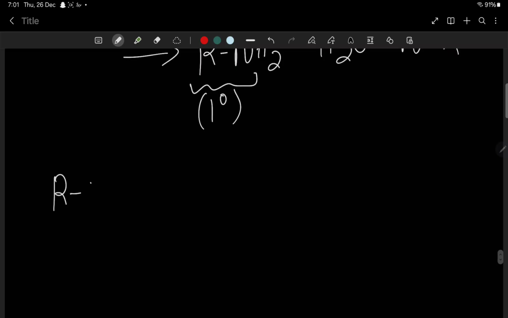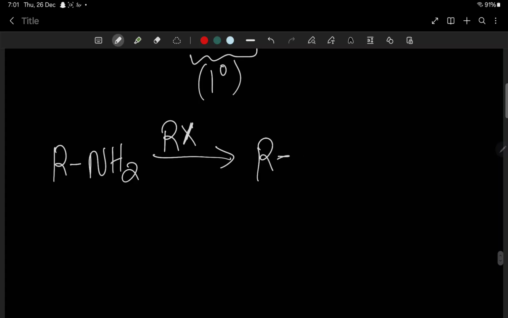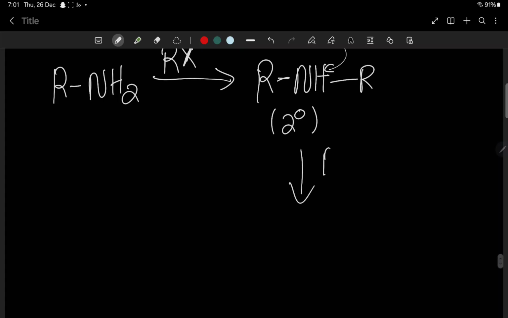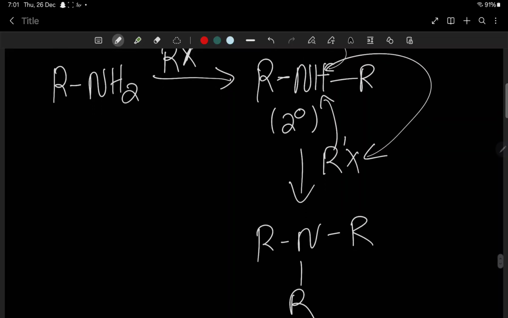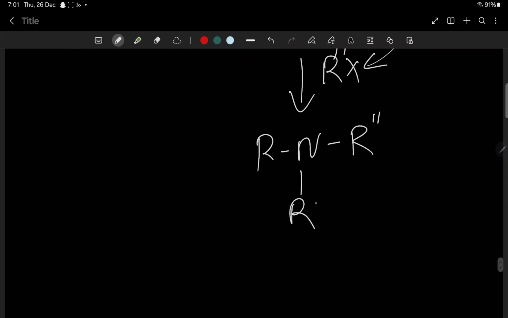Now I am going to take this primary amine, and once again I am going to add RX. So what happens here? One hydrogen will get removed, and we get RNH, and this R will go and join here, and we get a secondary amine. Now if we add one more RX, one more R goes and joins here, and H goes with HX. So we get a tertiary amine. This can be R dash, this can be R double dash also, no problem. Anything.